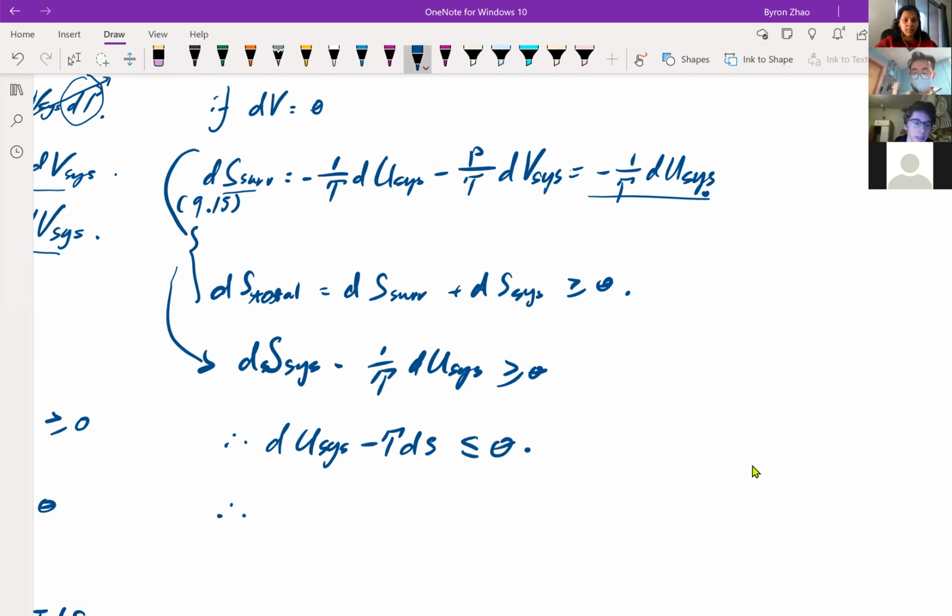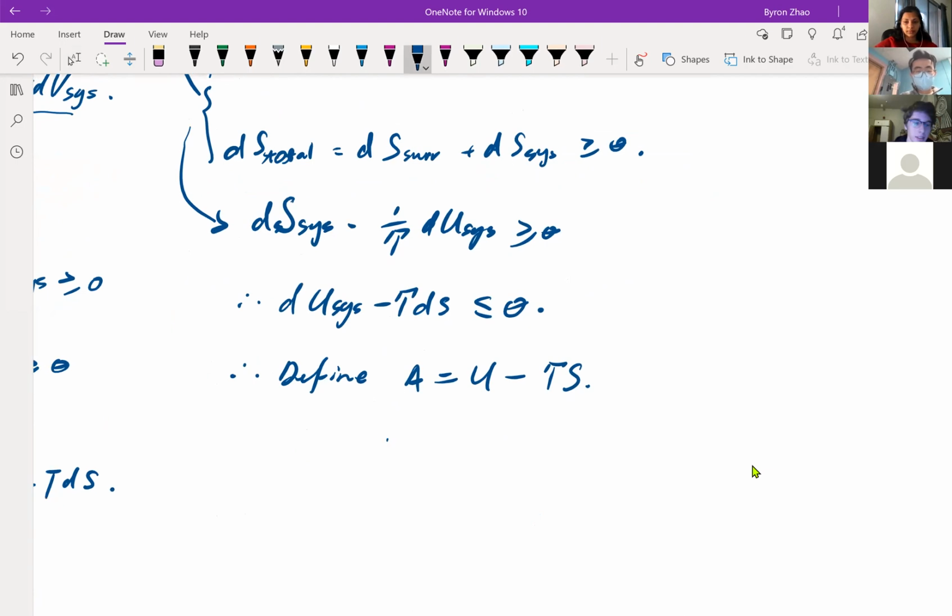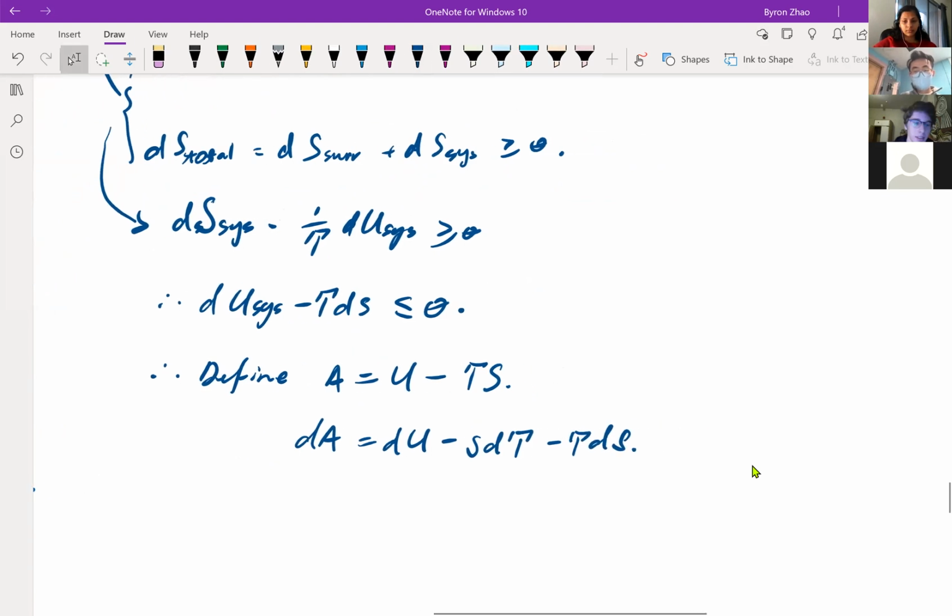And that is why we define free energy A equal to U minus TS. Right? And the same thing happens here. If we want to see the change in free energy A, it will be dU minus S dT minus T dS. And because we have the same assumption, dT equals 0, this term would cancel out, and this will be our final equation, minus T dS.